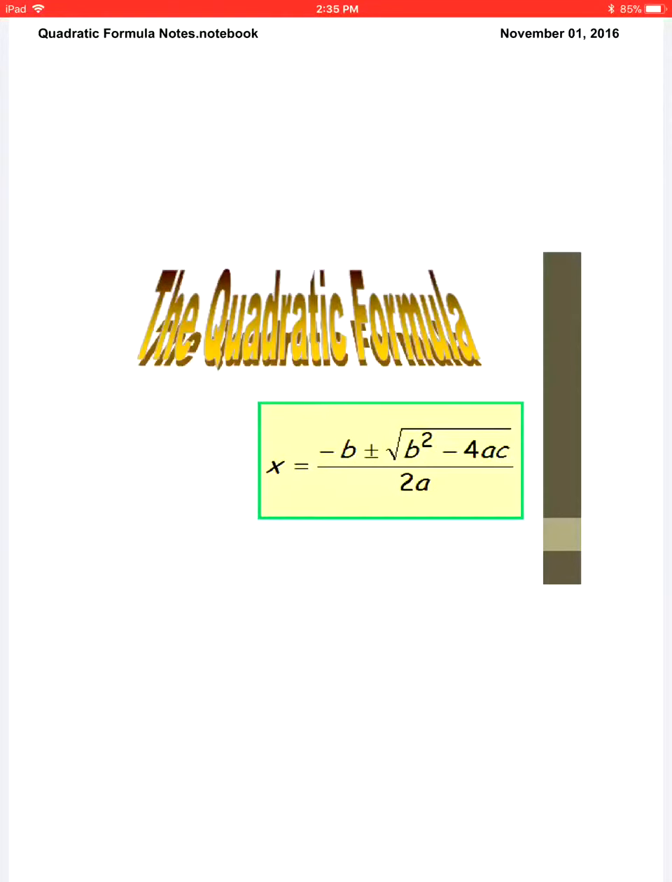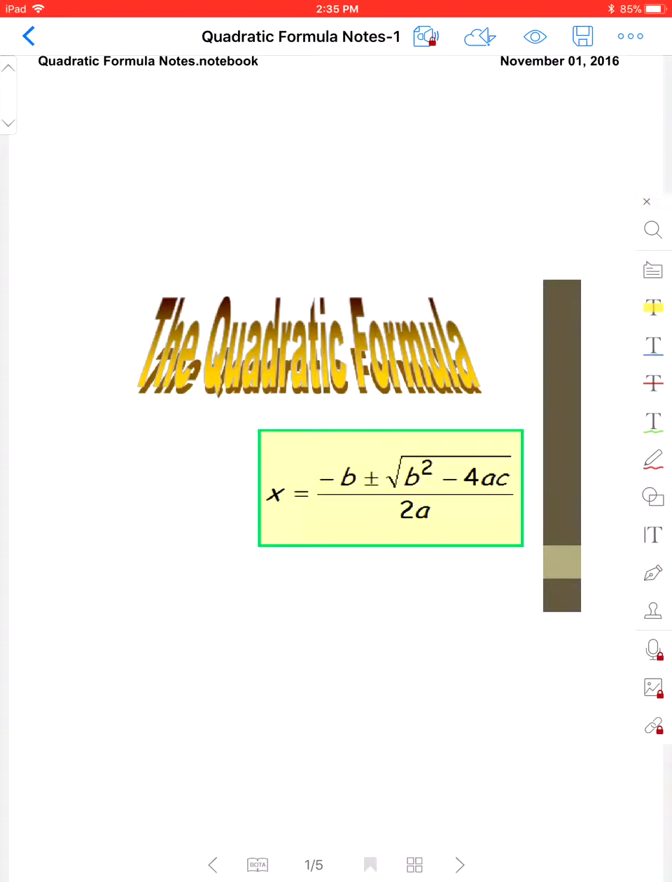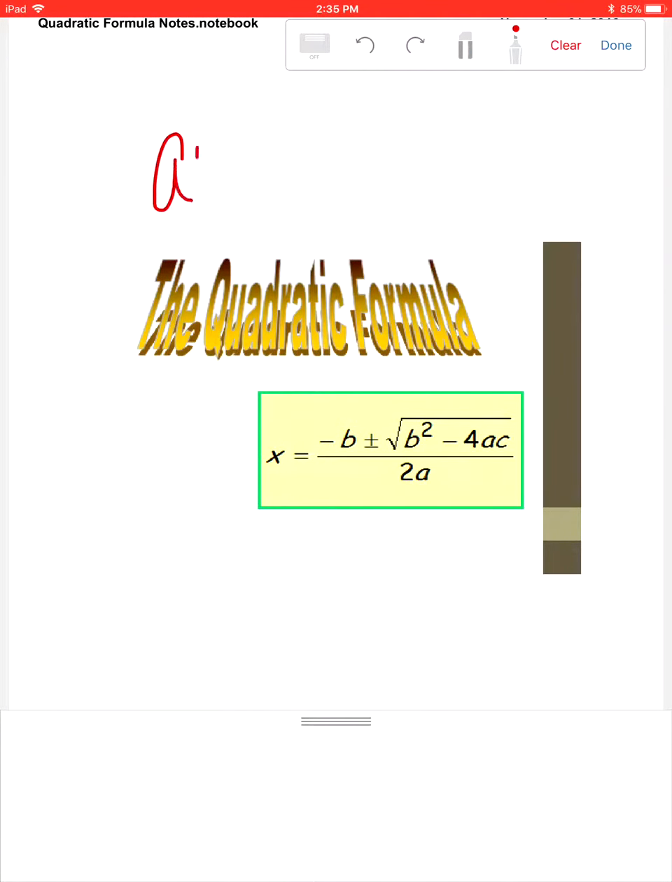Okay, so these notes are covering the quadratic formula. The quadratic formula is used with a quadratic in standard form. Sorry, this is a new note-taking app, so I'm learning it. So ax squared plus bx plus c, that's standard form.